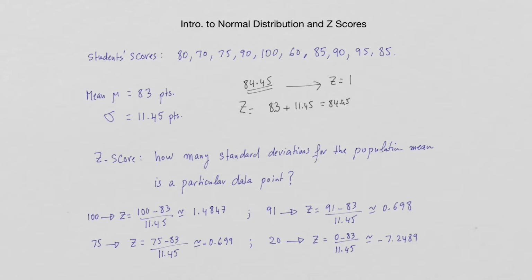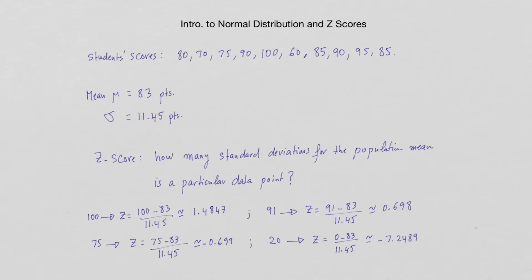I know this must be confusing, and I'm going to show you how to calculate it. It's very simple, actually. Let's say 100. How far is 100 away from 83 if you count by these many steps? 100 is 17 points away from 83. How many of 11.45 is 17? Well, there's definitely more than 1, but less than 2.